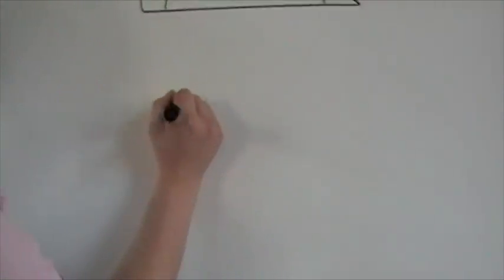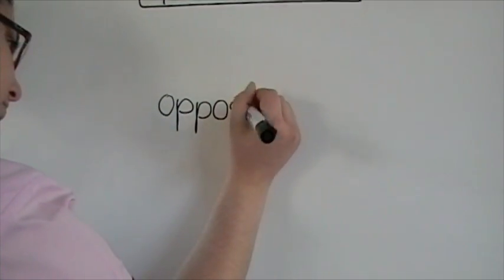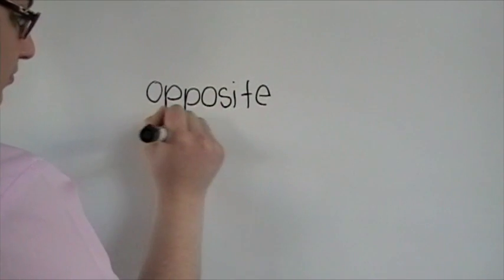Explain trigonometric ratios using sine. There are 3 trigonometric ratios: sine, cosine, and tangent. We're going to be talking about sine. The ratio of sine is opposite over hypotenuse.